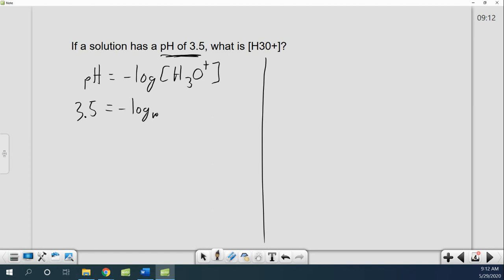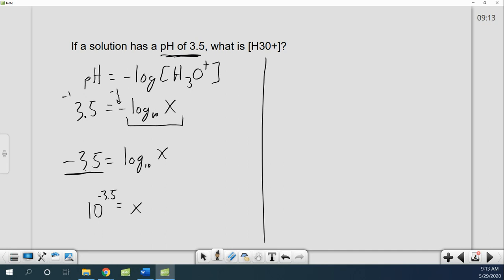Negative log base 10 of, I don't know. I want to get my whole logarithm x term on its own. So I times both sides by -1. So I get -3.5 is just the log base 10 of x. And again, to get rid of the logarithms, you use the 10 as a base. You keep your answer as the exponent. So I would just type in 10 to the power of negative 3.5. And I get x is 3.16 times 10 to the negative 4. That's concentration, so it'll be moles per liter.